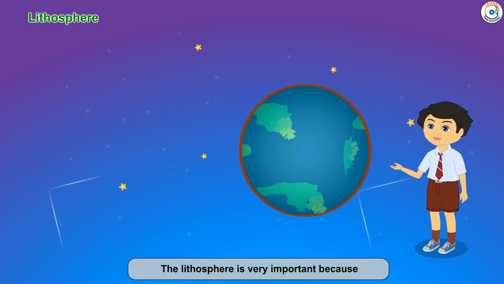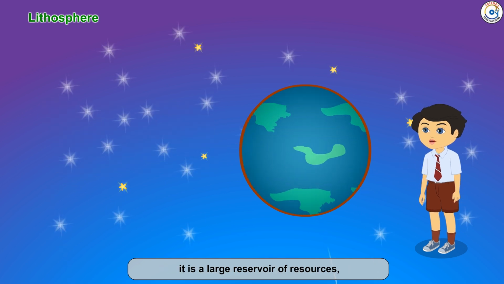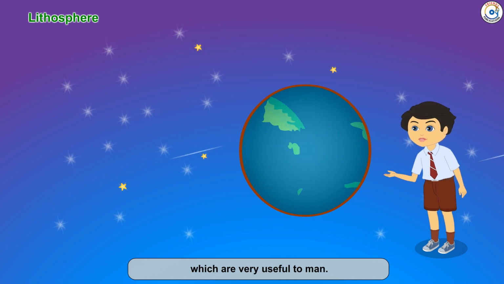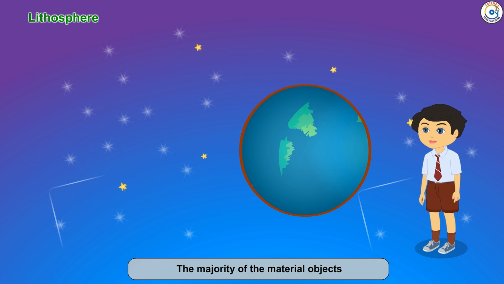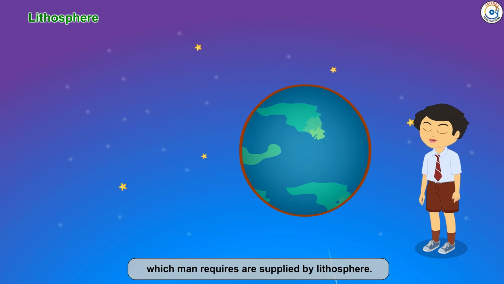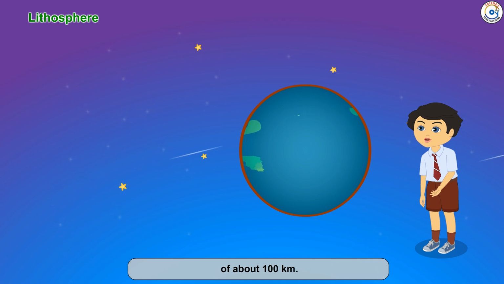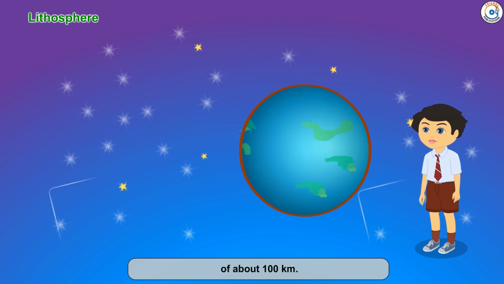The lithosphere is very important because it's a large reservoir of resources which are very useful to man. The majority of the material objects which man requires are supplied by lithosphere. It has an average thickness of about 100 kilometers.